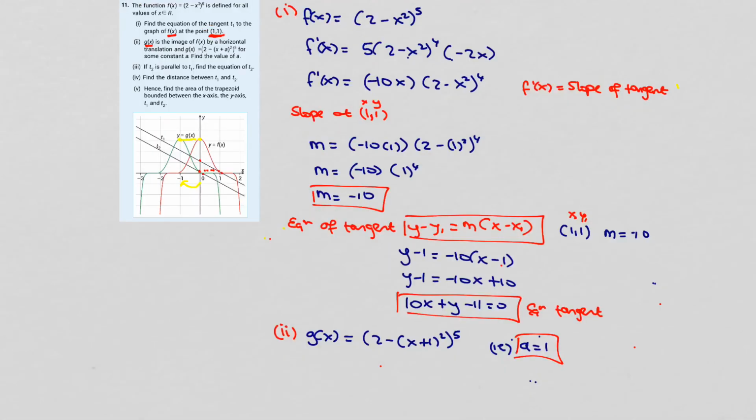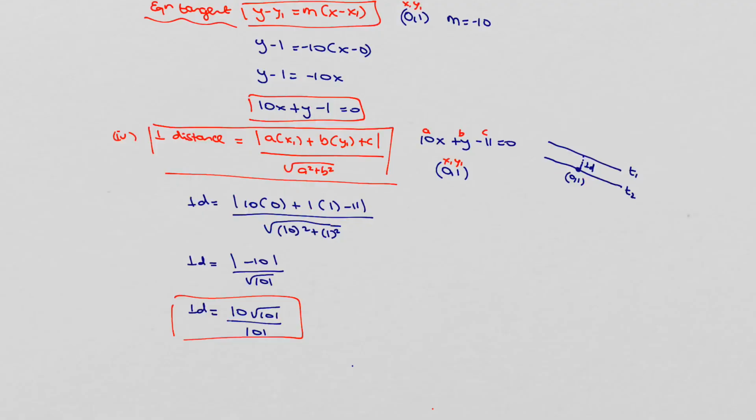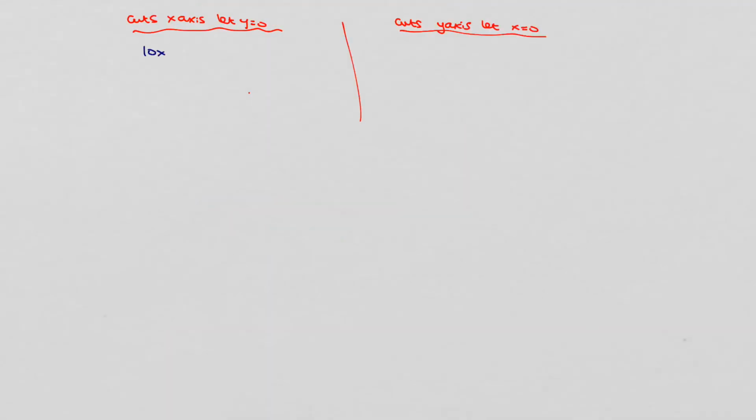So we know that to find where it cuts the x-axis, we let y equals 0. And when we want to find where it cuts the y-axis, we let x equals 0. And we're going to do that for the two lines. So our first line was, what did we say? 10x plus y minus 11 equals 0.